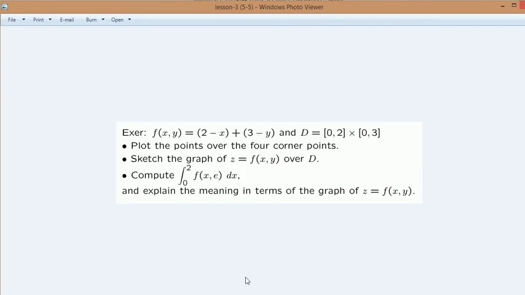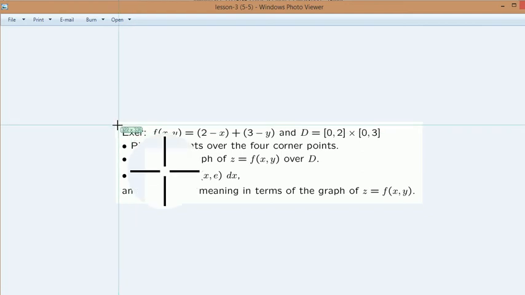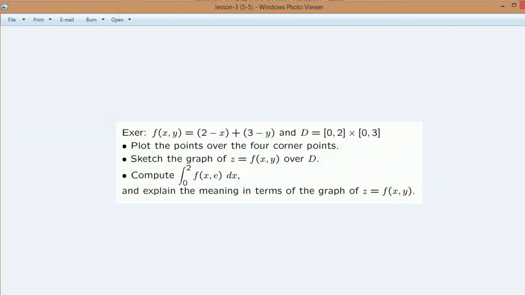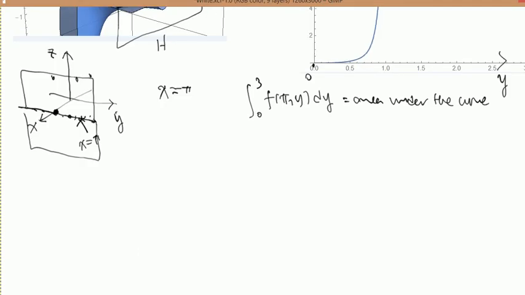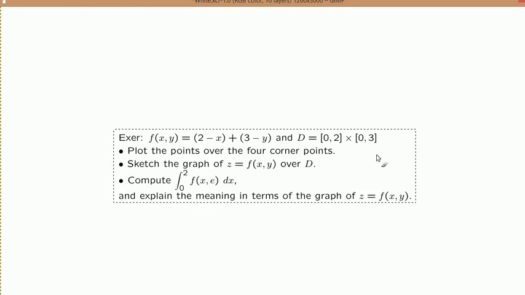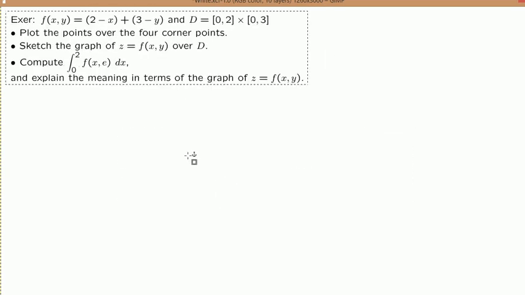I think it's in the wrong order. Alright, so I want you to do this part yourself. Exercise, just the one exercise, because individually it's fairly simple. This is exercise number 1. New notation is just introduced. This D equals this interval cross this interval.